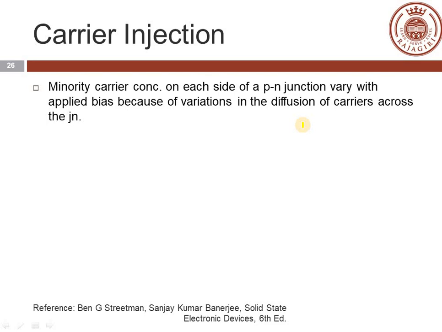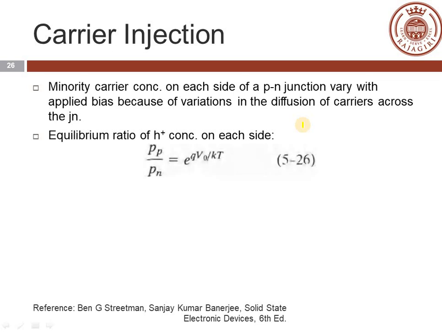Minority carrier concentration on each side of a PN junction varies with the applied bias because of the variation in the diffusion of carriers across the junction. Now, the equilibrium ratio of hole concentration on each side is given as Pp by Pn equal to e to the power qV0 by kT. We have derived it earlier.